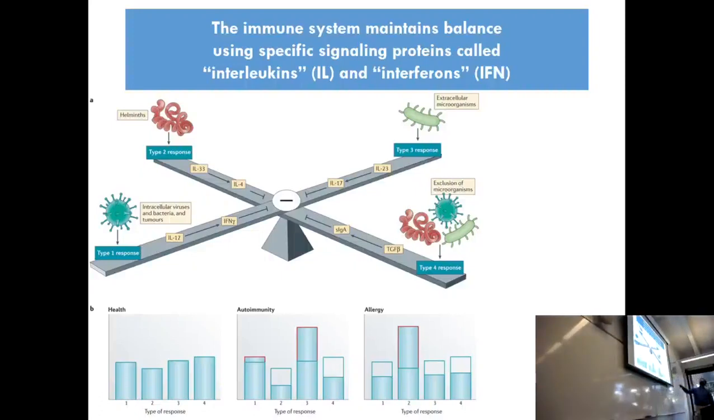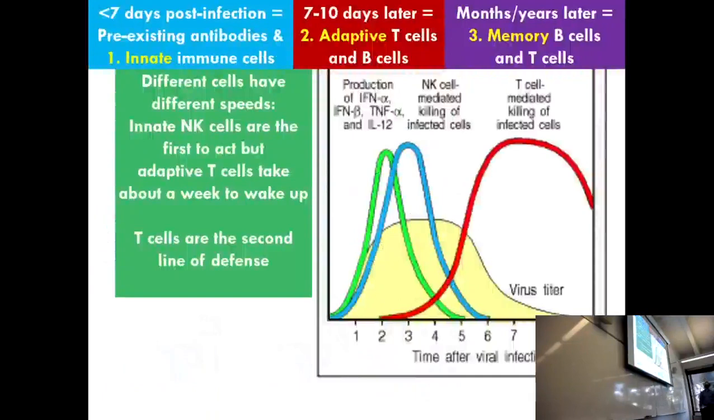But the cool thing about this is that all these little yellow boxes are proteins, and they can be made and manipulated with protein chemistry. So this is the big thing that I want you to take away. This is related to your question: the fact that you have different speeds to different responses.